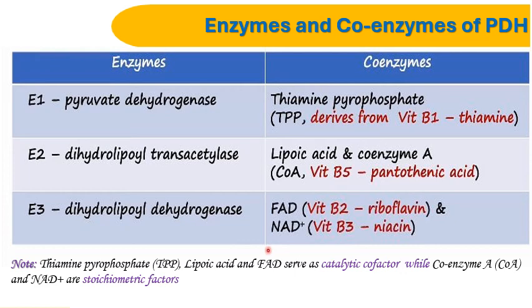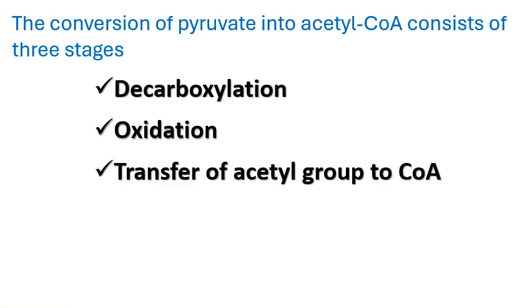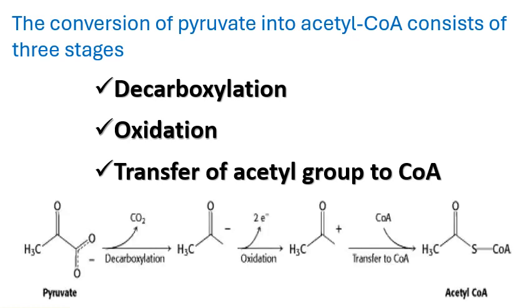Okay, let's continue. Now, let's look at how these conversion processes take place. The conversion of pyruvate into acetyl-CoA consists of 3 stages. One is the decarboxylation stage, you have the oxidation stage, and then the transfer of the acetyl group to CoA.